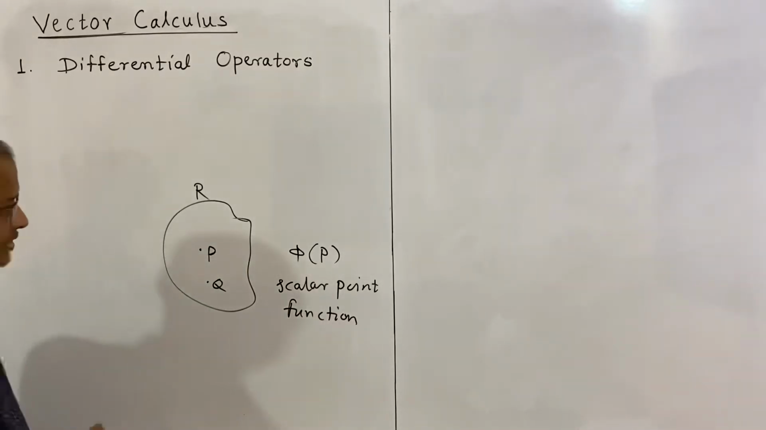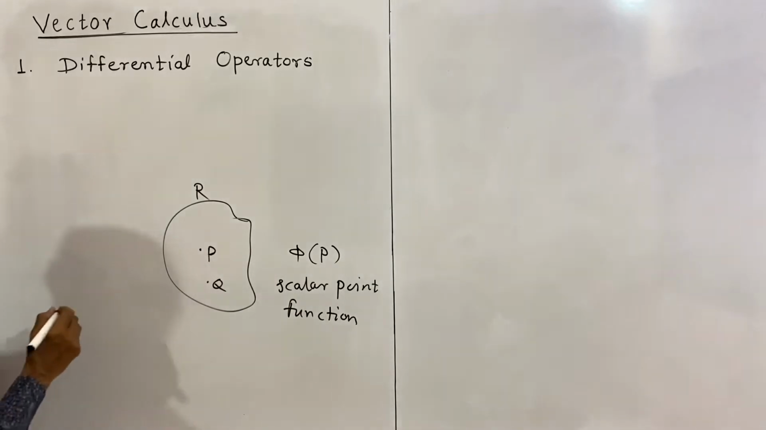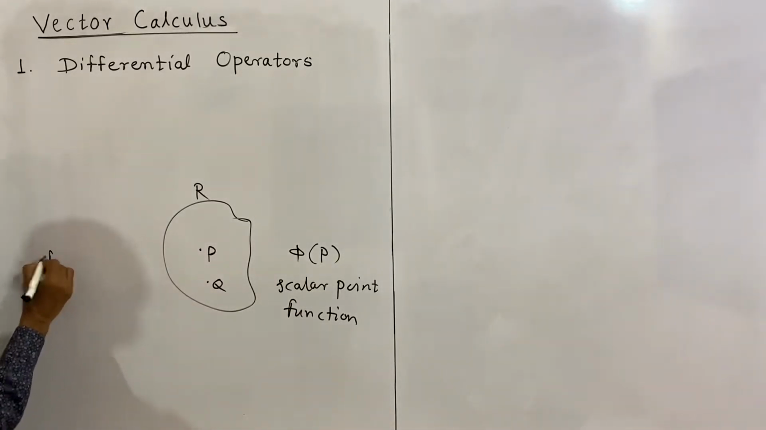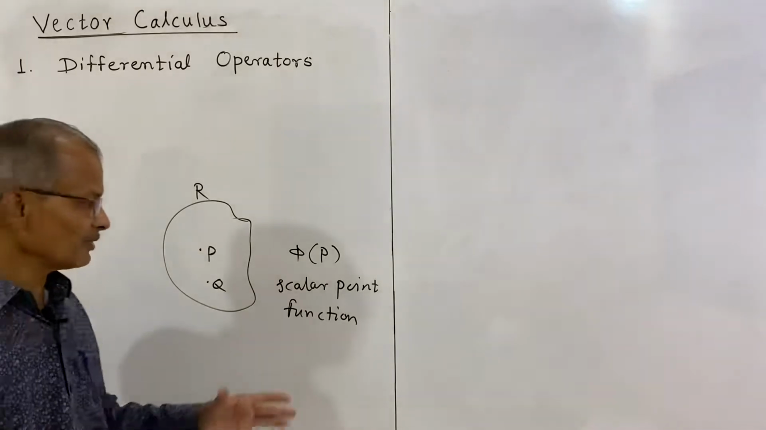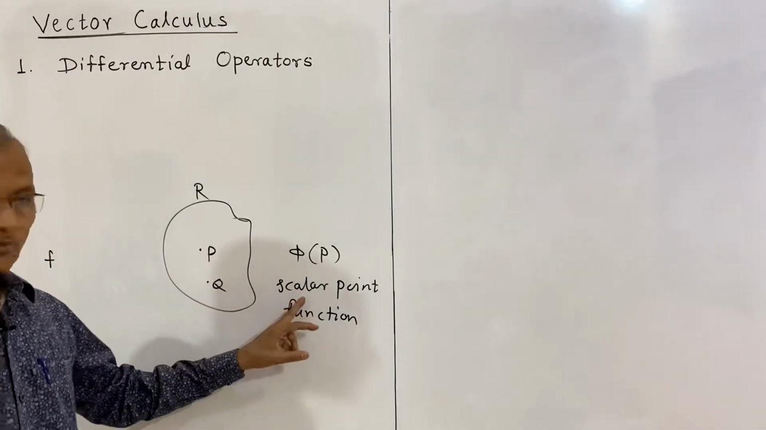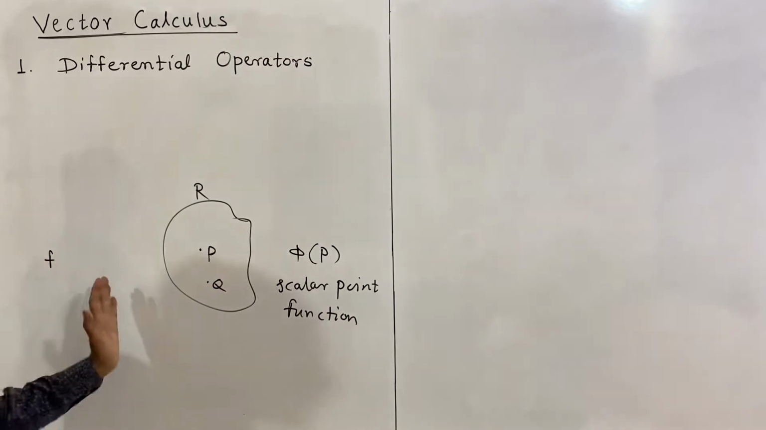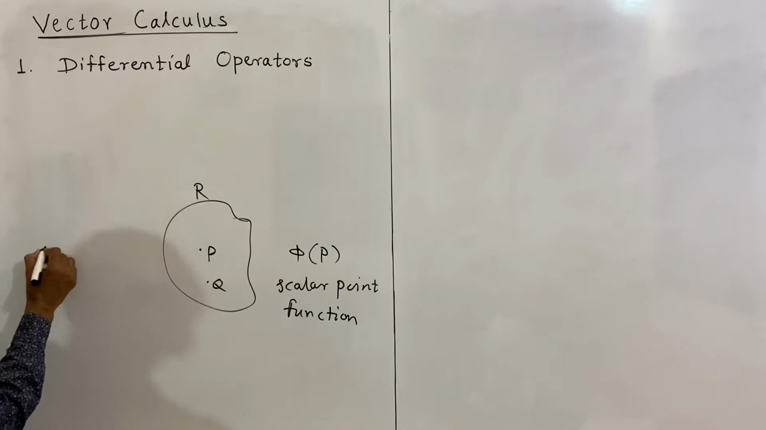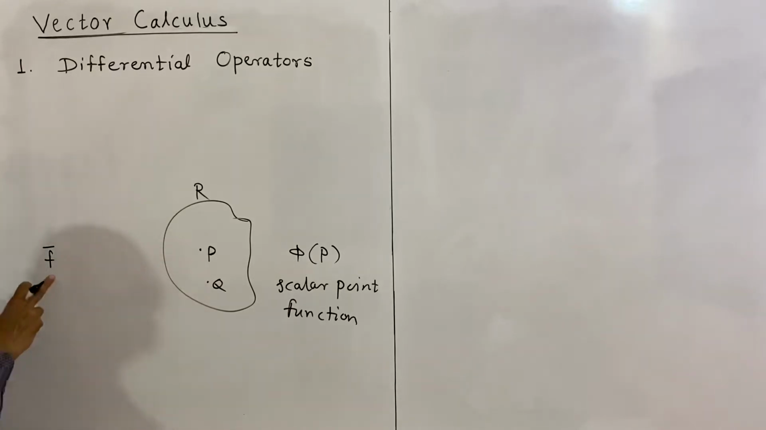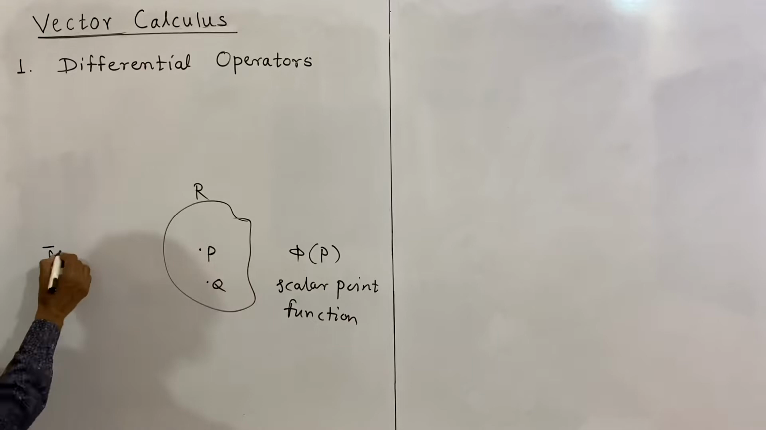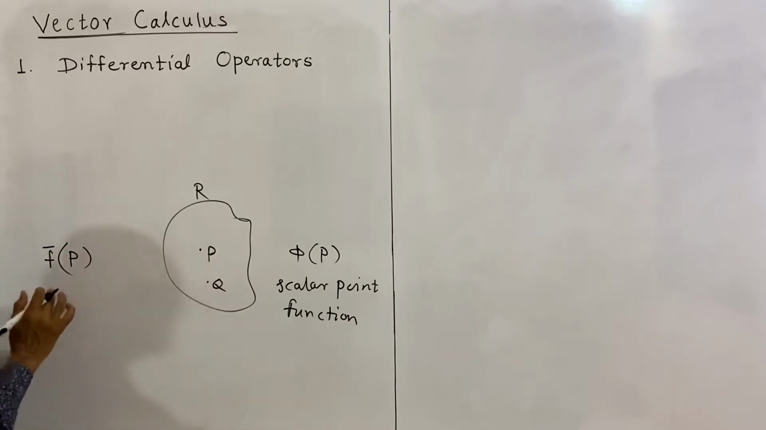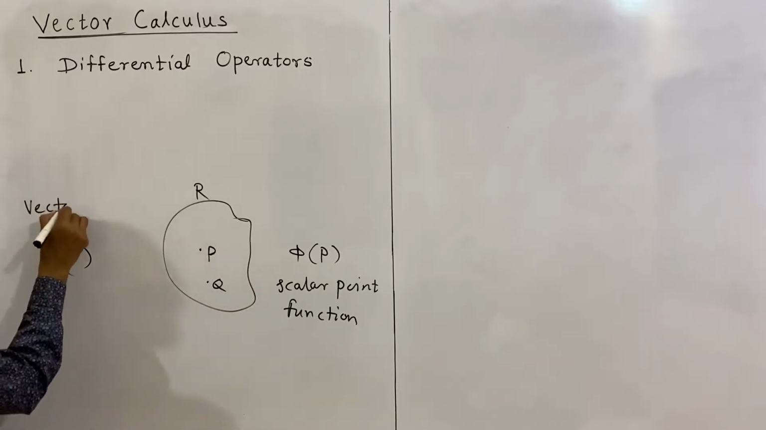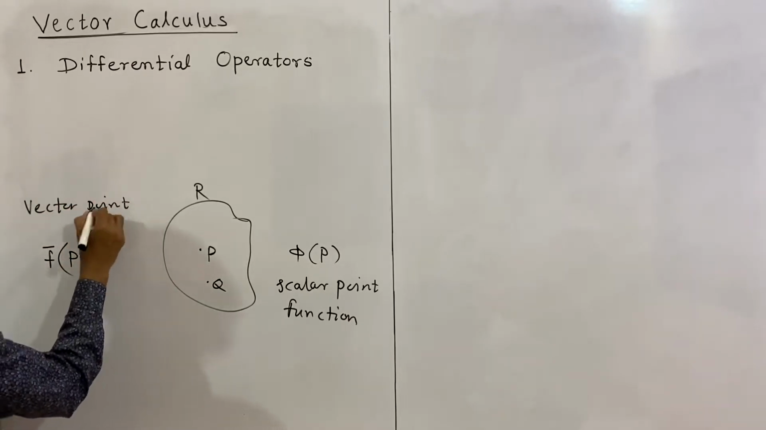So similar to this, we can consider another function which is a vector. We know the difference between scalar and vector. Scalar has only magnitude, while vector has magnitude as well as direction, and therefore we associate a vector quantity and we denote it by f bar, or in some books it is denoted by a capital bold letter F. So f bar of P will represent a vector point function at P.